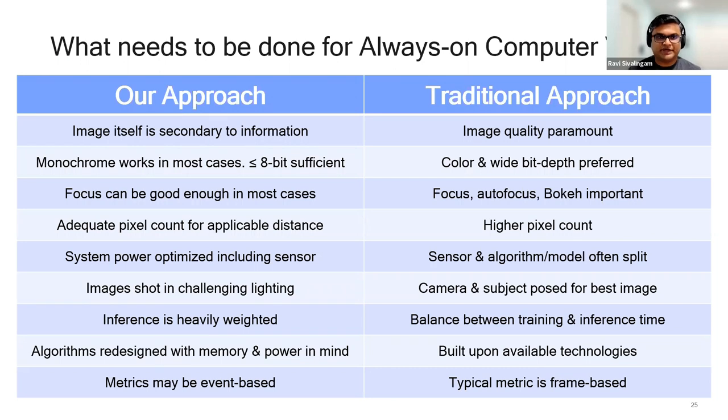Also, compared to frame-based metrics that are usually used in academic publications, for typical applications the metrics may be event-based. You don't care so much about detecting a person in every single frame, but when a person enters, you want to be able to reliably detect them within the latency requirements. So the metrics will not typically be the same kind of metric that you may see in academic publications.